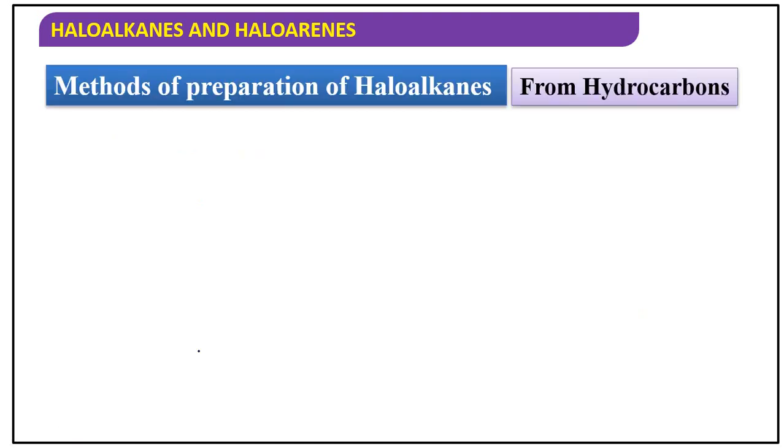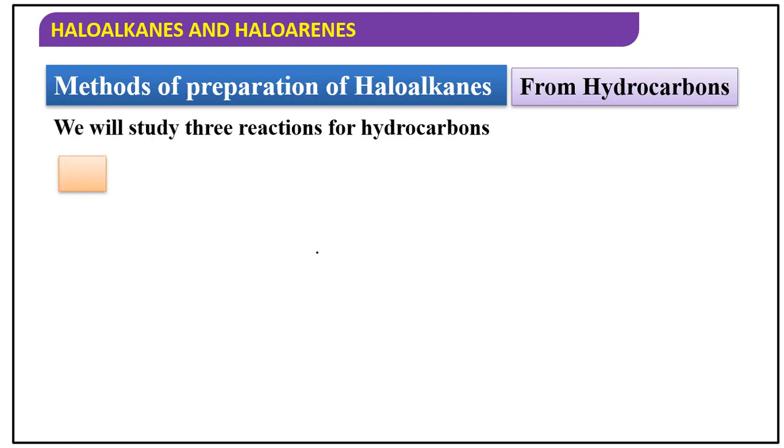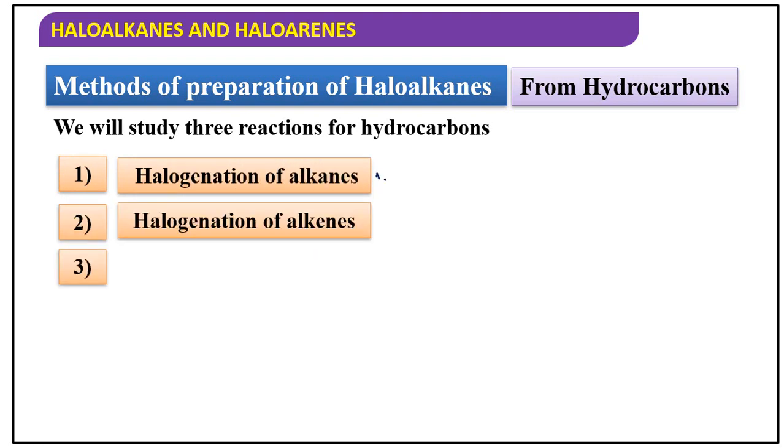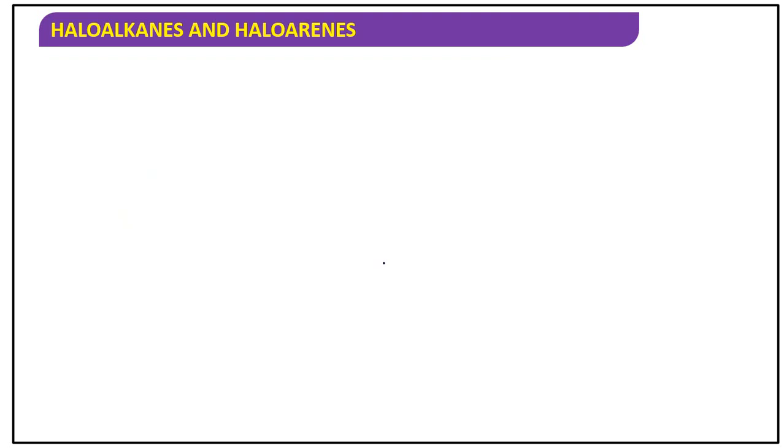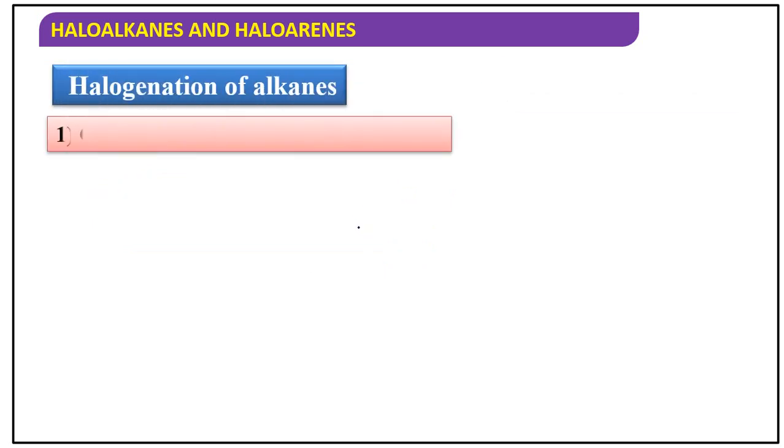Okay, methods of preparation of haloalkanes from hydrocarbons. We know that hydrocarbons are less reactive. Halogenation of alkanes, halogenation of alkenes, and halogenation of alkynes. These three are there from which we can prepare haloalkanes from hydrocarbons. First we will discuss halogenation of alkanes.